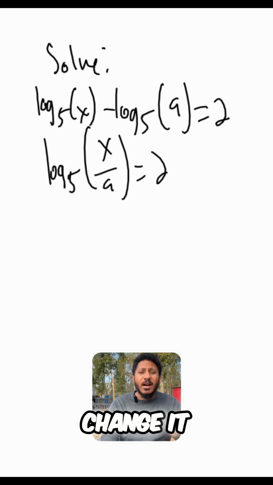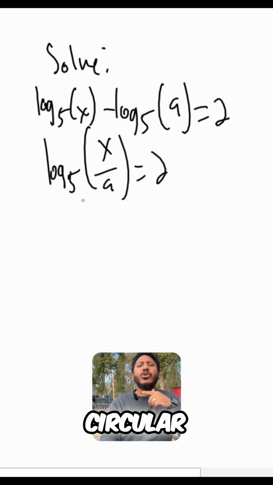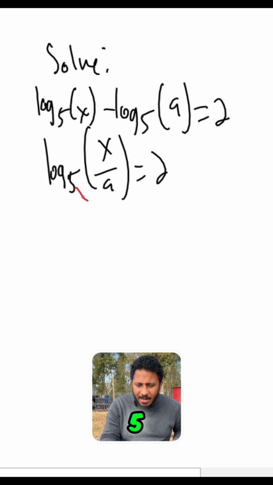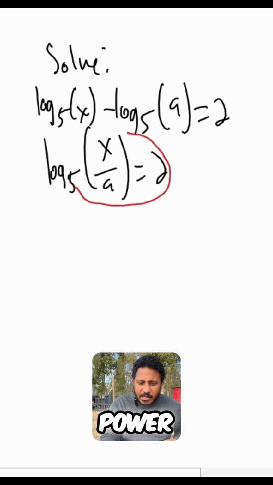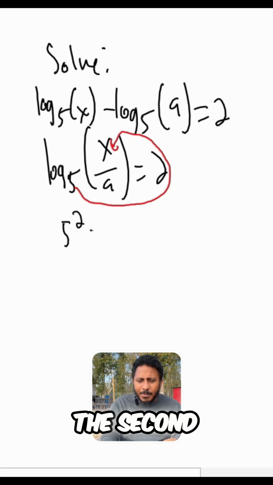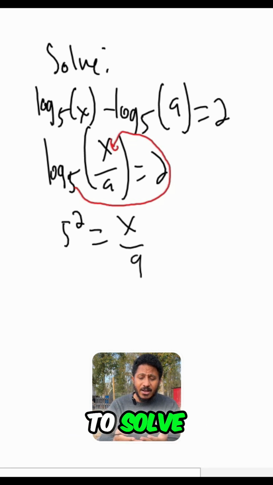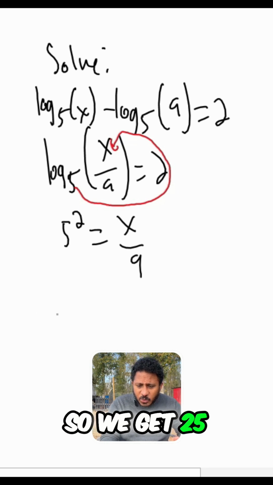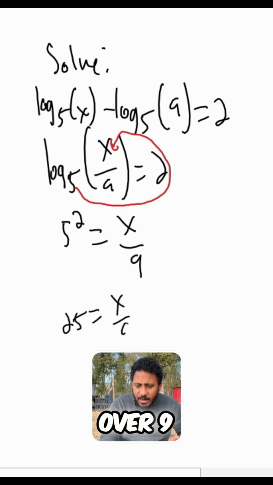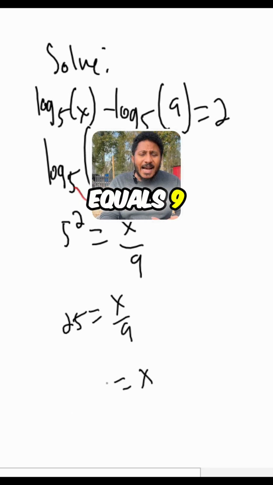And now we change it to an exponential equation. How do we do that? Well, we start from the base and make this circular motion. So we say 5 raised to the second power equals this inside. So here that would be 5 raised to the second power equals x over 9. A lot easier equation to solve now, right? Because 5 squared is just 25, so we get 25 equals x over 9. And then getting x by itself, multiply by 9. So we get x equals 9 times 25.